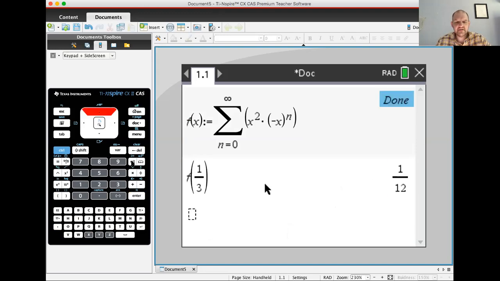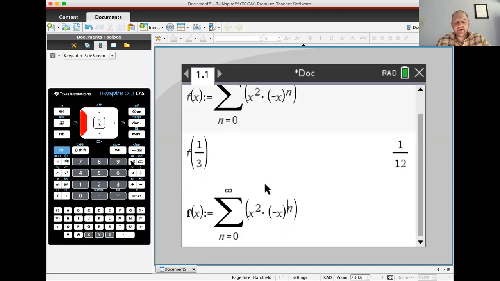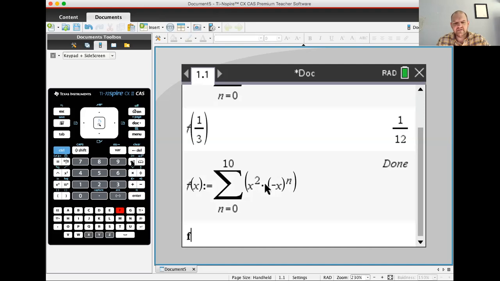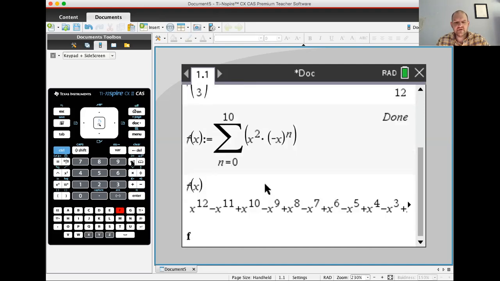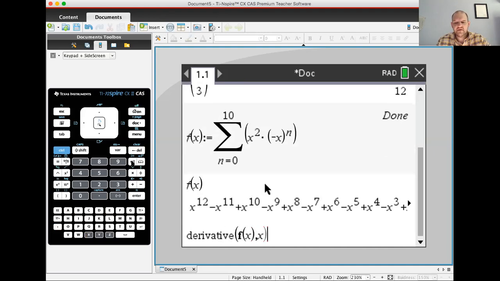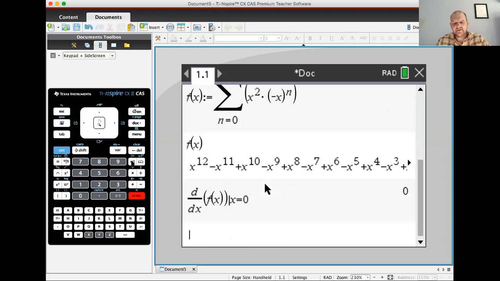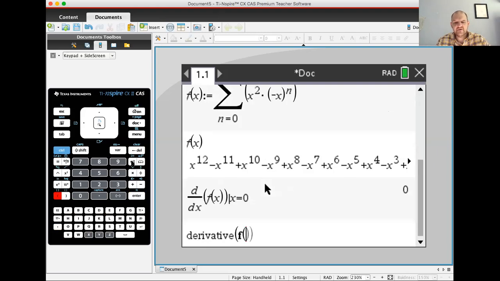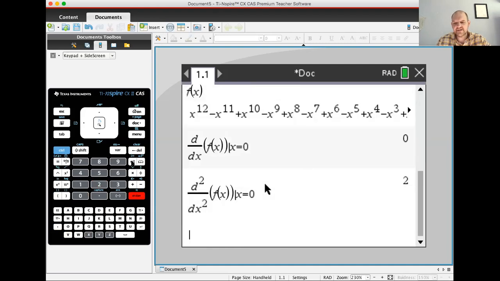Let me change it. This is the thing you do with series: you start looking at partial sums. Let's just change it to 10. Okay, so I could do the derivative of f of x at x equals 0. I can do the second derivative of f of x when x equals 0. You can see we're getting the 0 and the 2 that we got. I don't know how compelling that is, and the derivative certainly won't work.